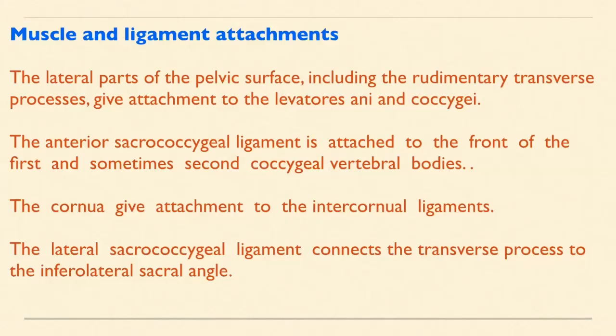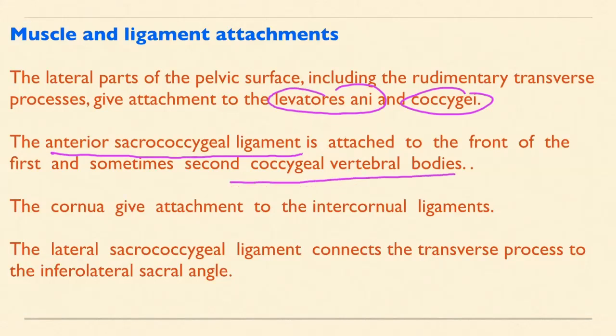Coming to the attachments, the lateral part of the pelvic surface, including the rudimentary transverse process, gives attachment to the levator ani and coccygeal muscles. The anterior sacrococcygeal ligament is attached to the front of the first and sometimes second coccygeal vertebral bones. The cornua gives attachment to the intercornual ligaments.